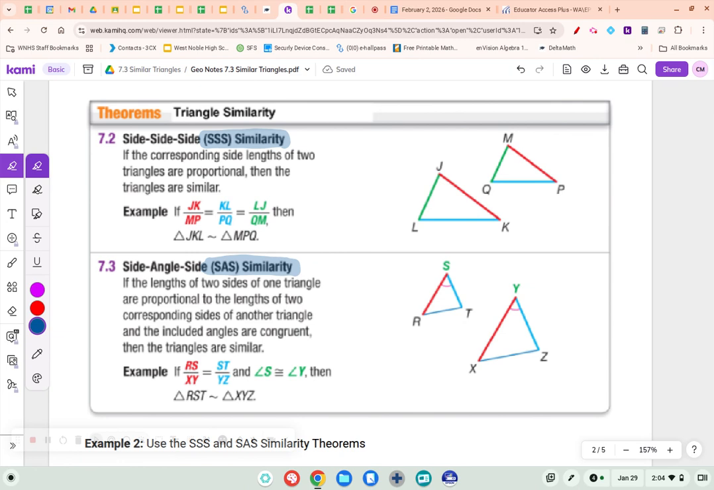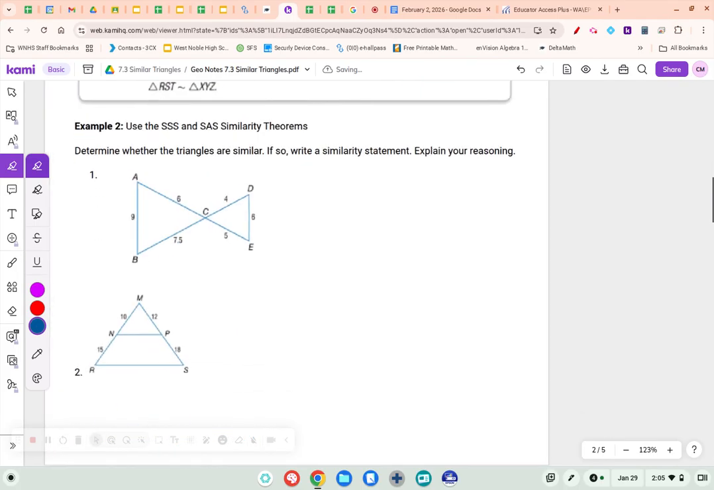So 7.2, side, side, side similarity says, if the corresponding side lengths of two triangles are proportional, then the triangles are similar. So if we check our proportions, we've had a bell ringer like this already, and these are similar to each other, meaning we reduce them and they're the same fractions, or we divide them and they're the same decimals, then the triangles have to be similar. We can also do this idea as well, but only two side lengths if you have a congruent included angle. And then you can write your similarity statement.